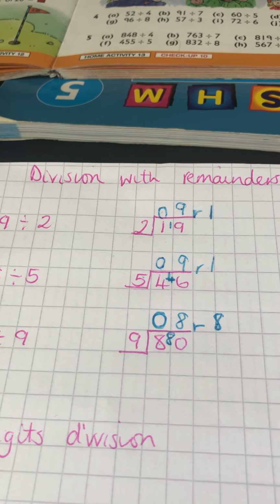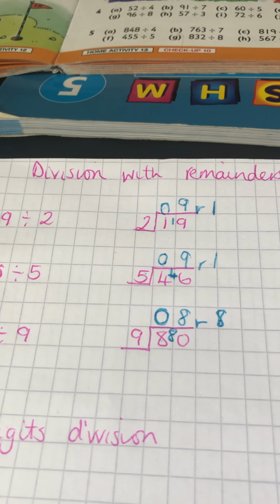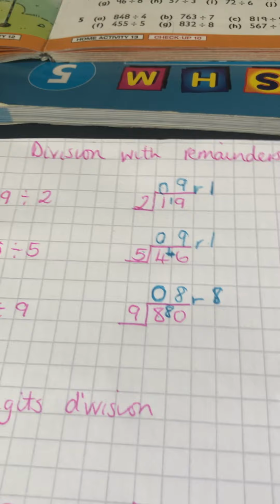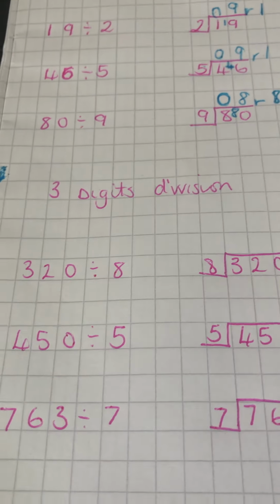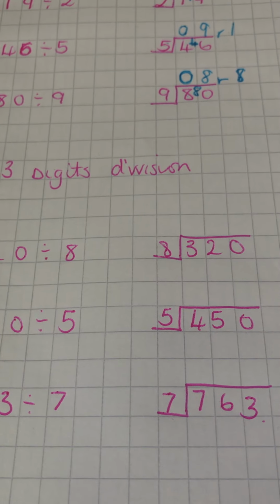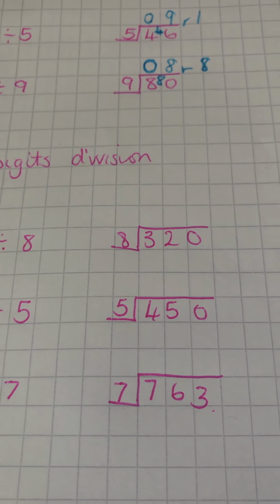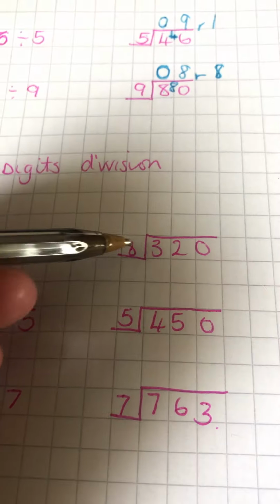9 times 8 is 72, plus 8 makes 80. Now it is quite tricky, but stick with me. We're going to try this one as well. We're going to try some division with 3-digit numbers, and it's the same kind of idea. Let's have a look at the first one.